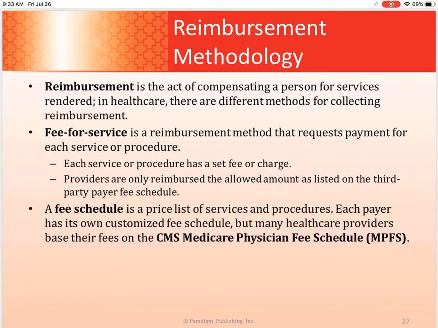First is fee-for-service. Fee-for-service is a reimbursement method that requests payment for each service or procedure. Each service or procedure has a set fee or charge. Providers are reimbursed only the allowed amount as listed on the third-party payer fee schedule. A fee schedule is a price list of services and procedures. Each payer has its own customized fee schedule.